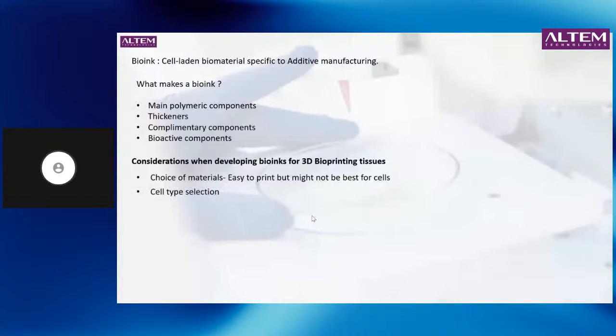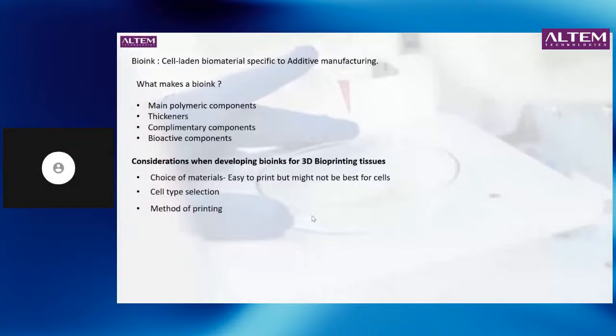Then comes the cell type selection. So when you're selecting the cell type, it has to be specific to what function you want to produce. And if these functions are not met, or the cell which is used is not compatible with the material you're using, then there is no point in using a cell type at all.